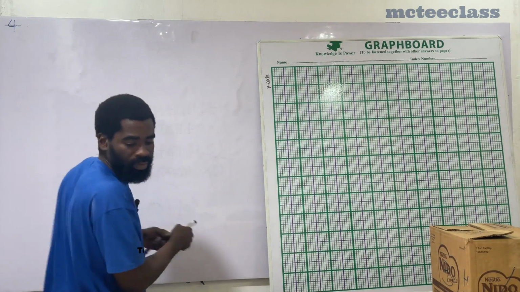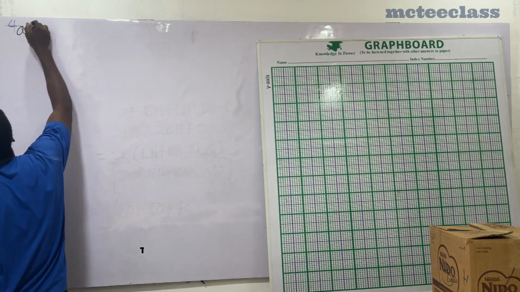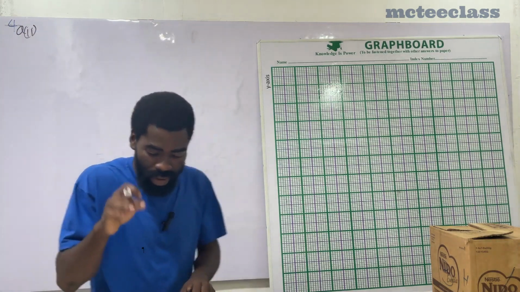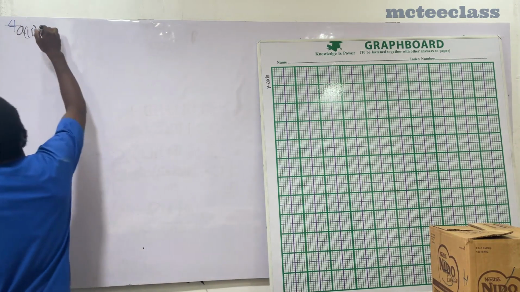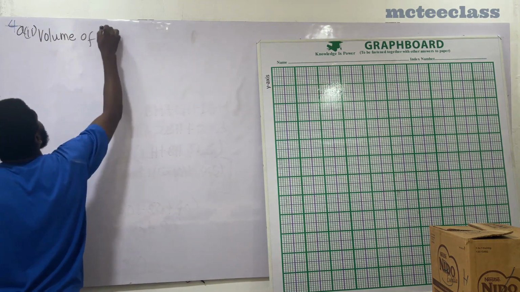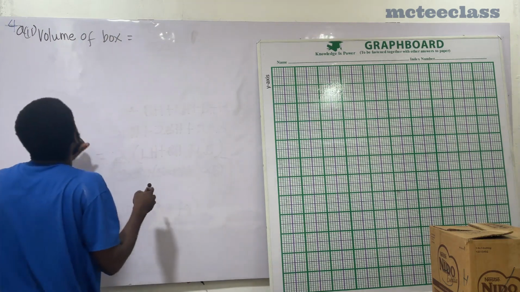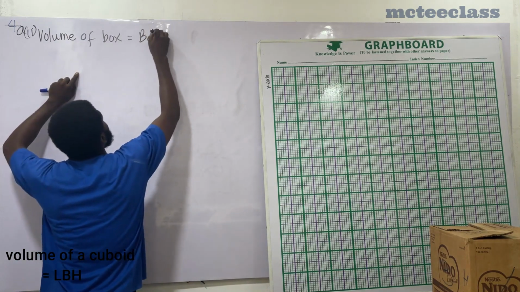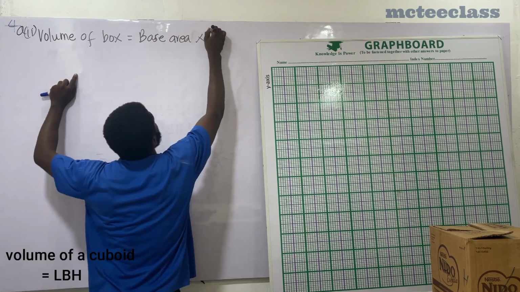Okay, now question 4aii. Numbering of your question is very, very important, very key, so that the person marking can know which question number and give you your marks. Now, we have the volume of the box. And we know volume, like I said earlier on in the other question, is mostly the base area times height.